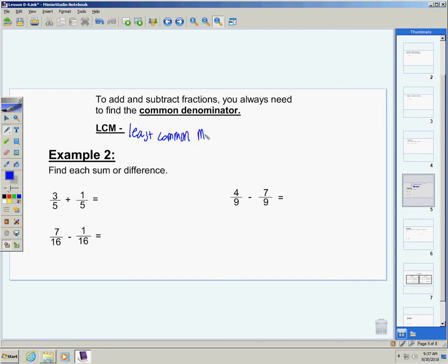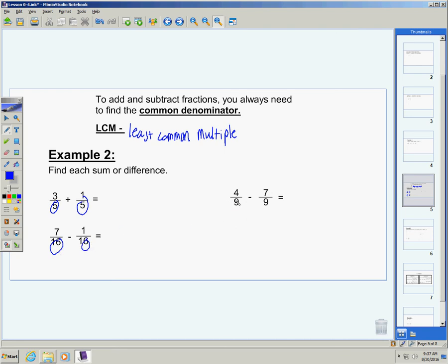The reason we're talking about that now is if you have two different denominators, you need to find the least common multiple of those denominators in order to find a common denominator. You'll see that in example 3. For now though, finding the sum or difference of these fractions is really easy because if you notice, we have common denominators in all of these problems.